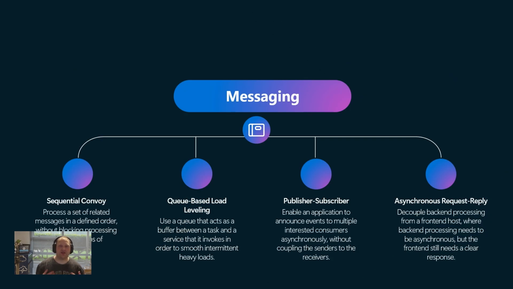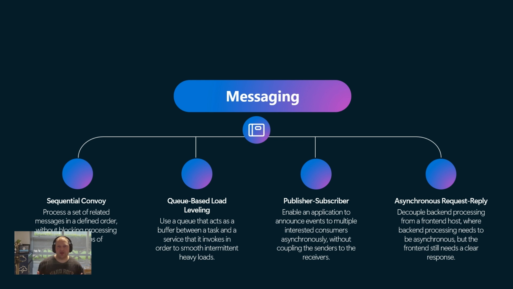The sequential convoy pattern is designed to process a set of related messages in a defined order without blocking the processing of other groups of messages. This pattern ensures that messages that need to be processed sequentially are handled correctly, maintaining the necessary order and coherence in the workflow.